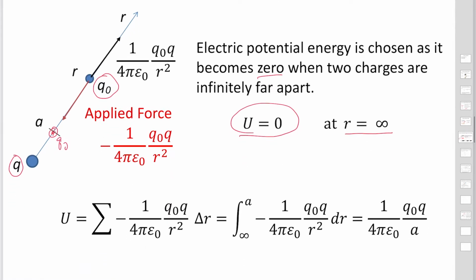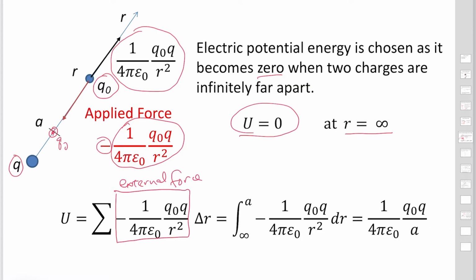Then the force acting between the two charges is expressed as 1 over 4 pi epsilon naught times q sub 0 q over r squared, following the inverse square law. We need an external force whose magnitude is exactly the same as the electric force. This is the electric force, but the direction is opposite. We need a negative sign. The applied force changes depending on the position. This is the force times distance.